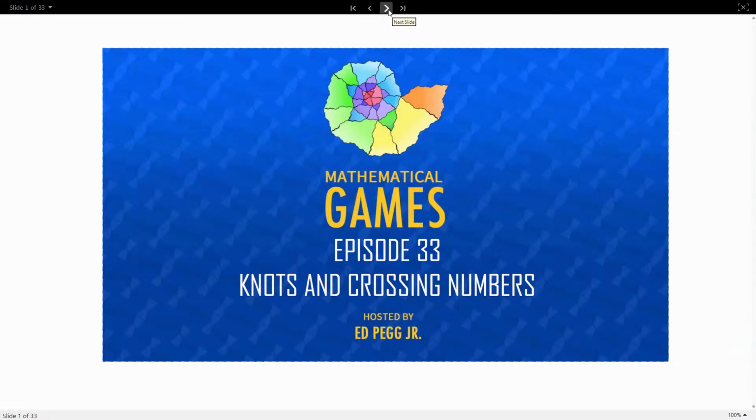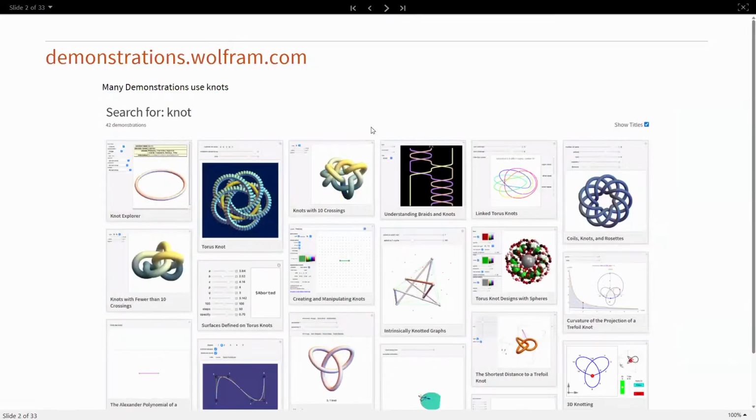Martin Gardner ran a column called Mathematical Games for Scientific American for 25 years, and he collected those in a series of books, and they were very influential for young mathematicians like myself. So this series has been expanding on some of the things Gardner wrote about. Of course, we've got many different demonstrations on knots that you can look at at demonstrations.wolfram.com.